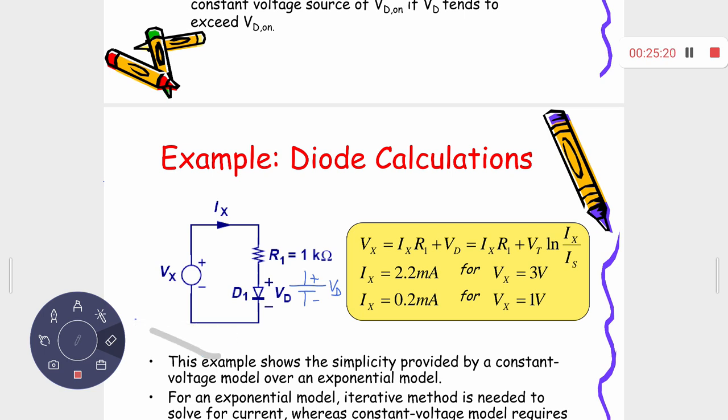Sir, can we assume any diode with this? Can we assume any diode with a constant voltage? No, that is all about the approximation. Depending upon the circuit that you are analyzing, sometimes your circuit could be very complex. Right. So in that case, if you follow the generic model, it will be very difficult for you to come to the corresponding conclusion.